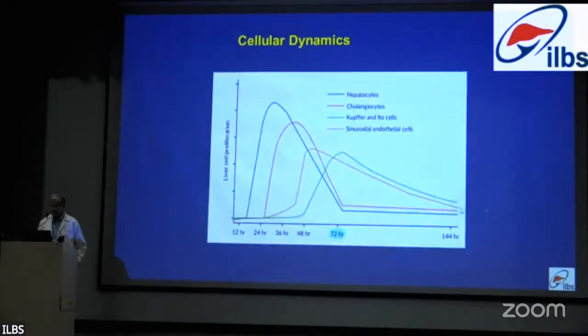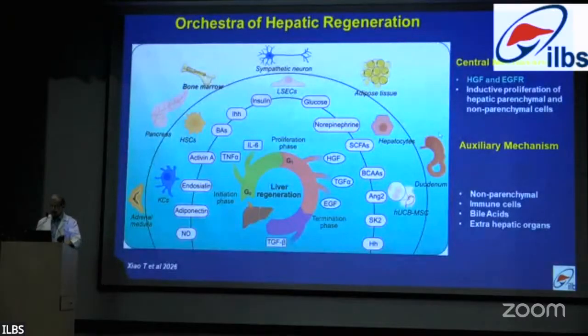And this is the way the waves come. So within 6 to 12 hours, the hepatocytes, followed by cholangiocytes, followed by Kupffer cells and Ito cells, and then sinusoidal endothelial cells will start playing. And the orchestra plays beautifully with the cell cycle. I want to stress upon this that you have major players which are local, endocrinal, neuronal, and we forget duodenum.